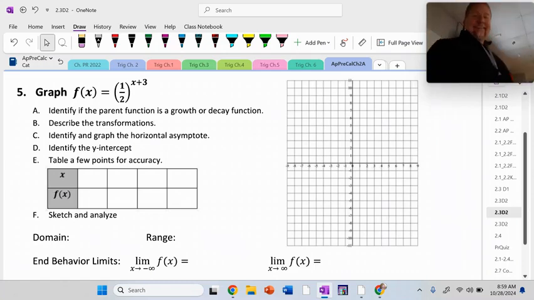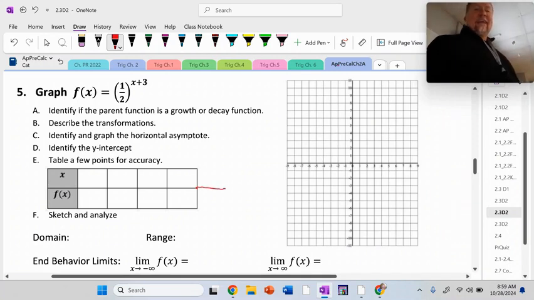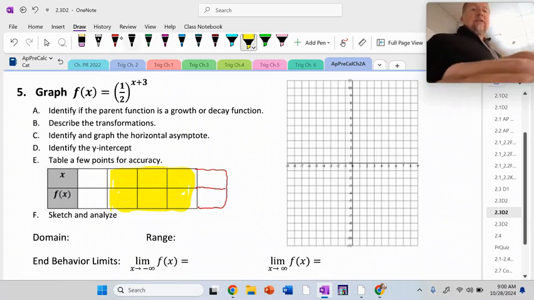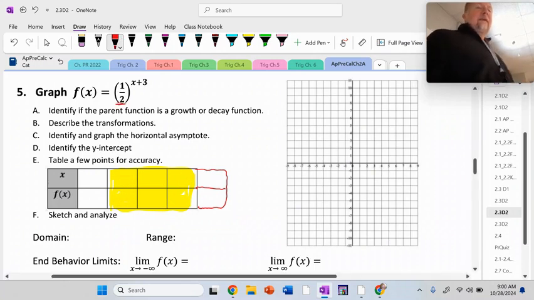Input, say it. Output. Okay, now all we know is this, and I'm going to add this again. Your minimum job is to fill in these 3 points. I just like going a little bit further. Okay, parent function, growth or decay? What will that be? What do you think that'll be? 1/2 raised to just x plus 3.